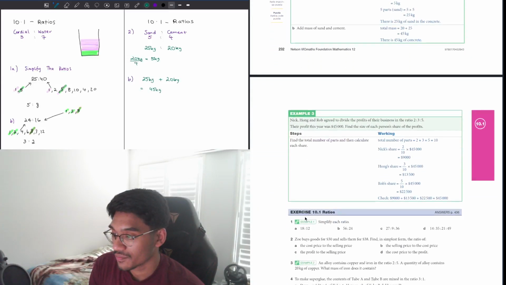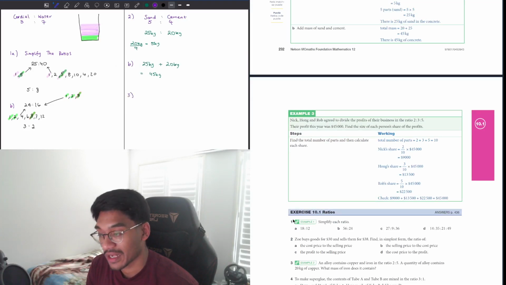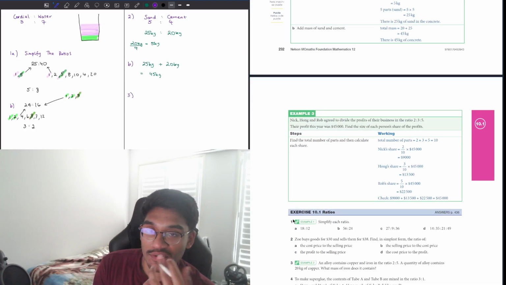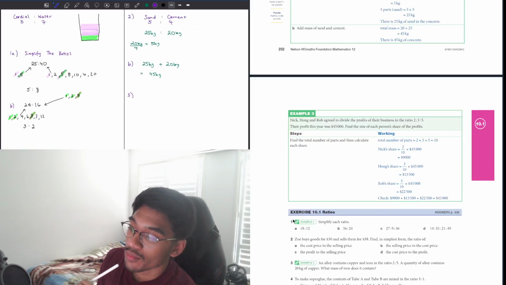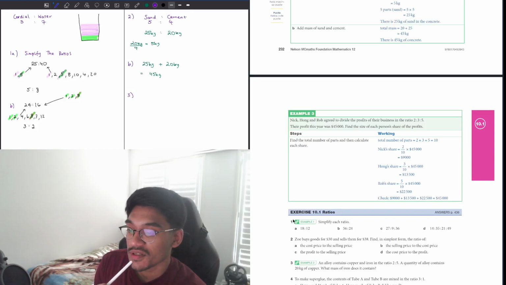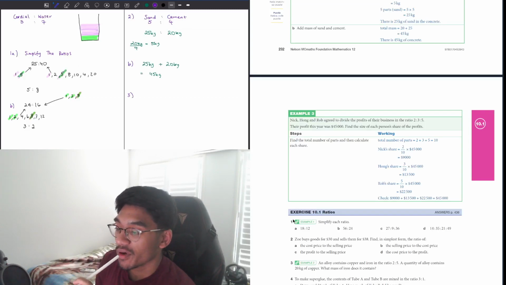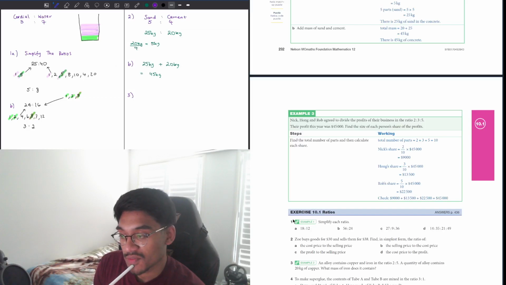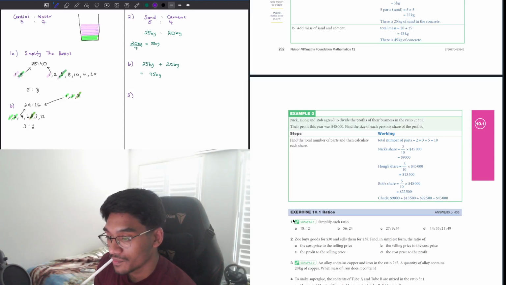Now, example 3. It's probably the hardest kind of question you'll encounter, and it takes a bit of an understanding. Nick, Hong, and Rob agreed to divide the profits of their business in the ratio 2 to 3 to 5. Their profit this year was $45,000. Find the size of each person's share of the profit.